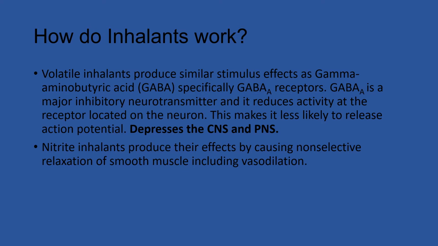How do inhalants work? Volatile inhalants produce similar effects as gamma-aminobutyric acid, or GABA, and specifically I'm referring to GABA A receptors, which are major inhibitory neurotransmitters, and it works by reducing the activity at the receptors located on the neurons. This makes it less likely to release an action potential. This is important because it depresses the central nervous system and the peripheral nervous system.